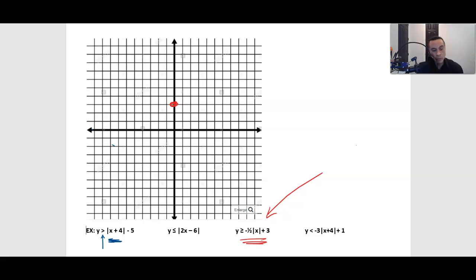1 down, 2 across. 1 down, 2 across. So there's your graph. This time it says y is greater than or equal to. Greater than or equal to means you do want to make a solid line, because I do want all the values that are equal to that absolute value. I also want the ones that are greater. Well, again, greater means above, so you're going to shade everything above on this one.